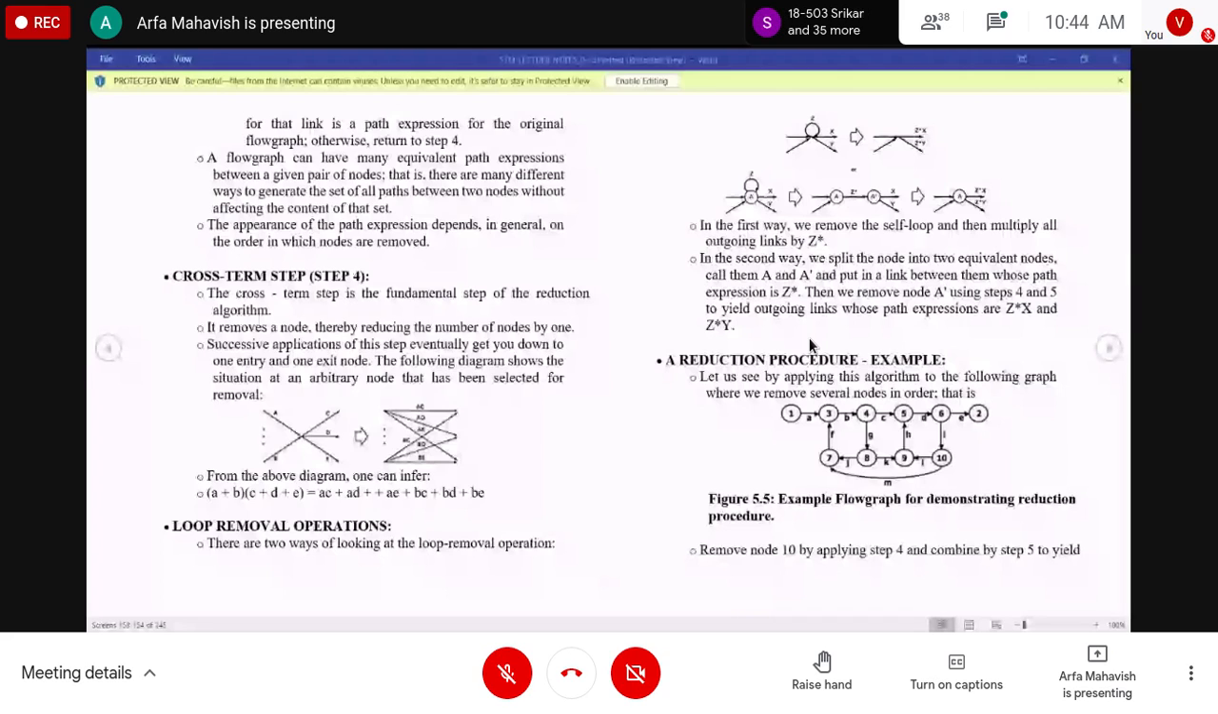So here we have planned the algorithm for the reduction procedure. This is the diagram, guys. This is the flow graph diagram. In this we have nodes 1, 3, 4, 5, 6, 2, 7, 8, 9, 10, and the self loop. First we are removing the self loop, guys, that is node 10. We remove node 10 by applying step 4.